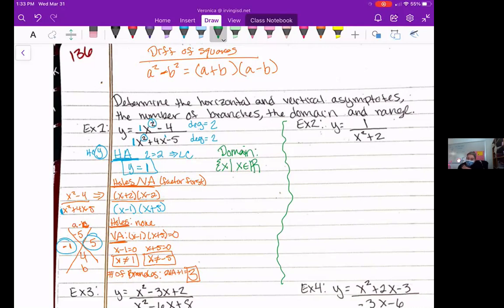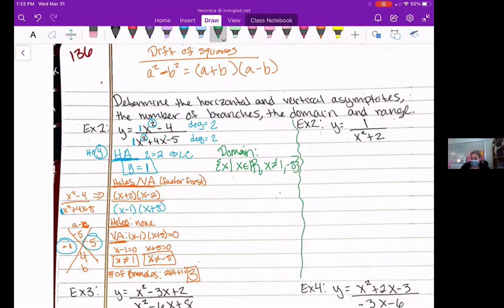So all real numbers, except, so we're going to put a comma. There's no hole, so we don't have to worry about that. x cannot equal 1 and x cannot equal -5. Oh, I wish I would have written that. Here, hold on. Let me write it differently. Okay. x cannot equal 1 or -5. There we go.